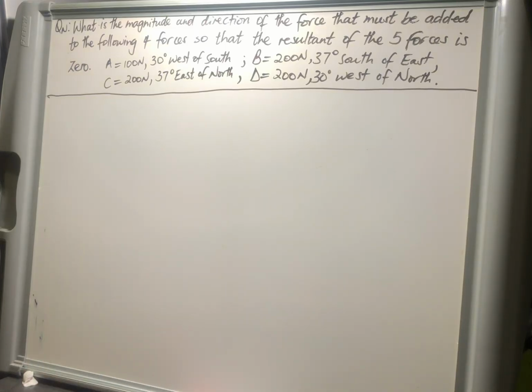Hello, ladies and gentlemen. The question is right there on the board. What is the magnitude and direction of the force that must be added to the following 4 forces so that the resultant of the 5 forces is 0? You are given force A, force B, force C, and force D. This is where you'll be able to use a component method to solve the vectors.